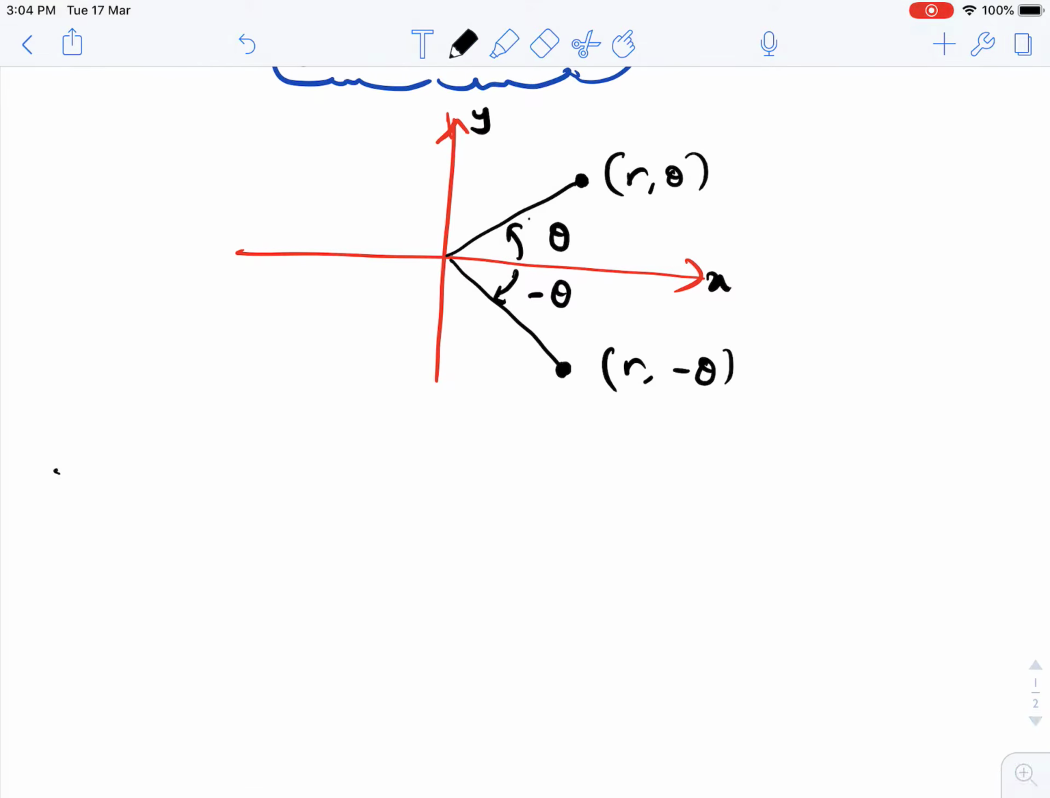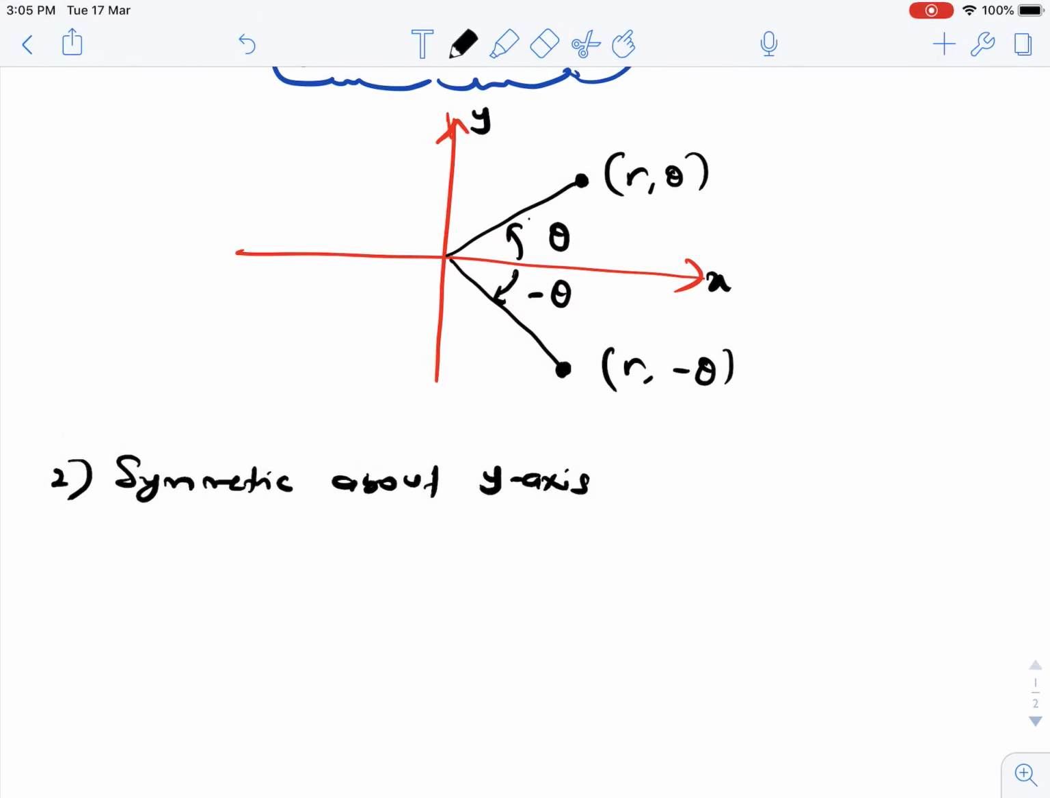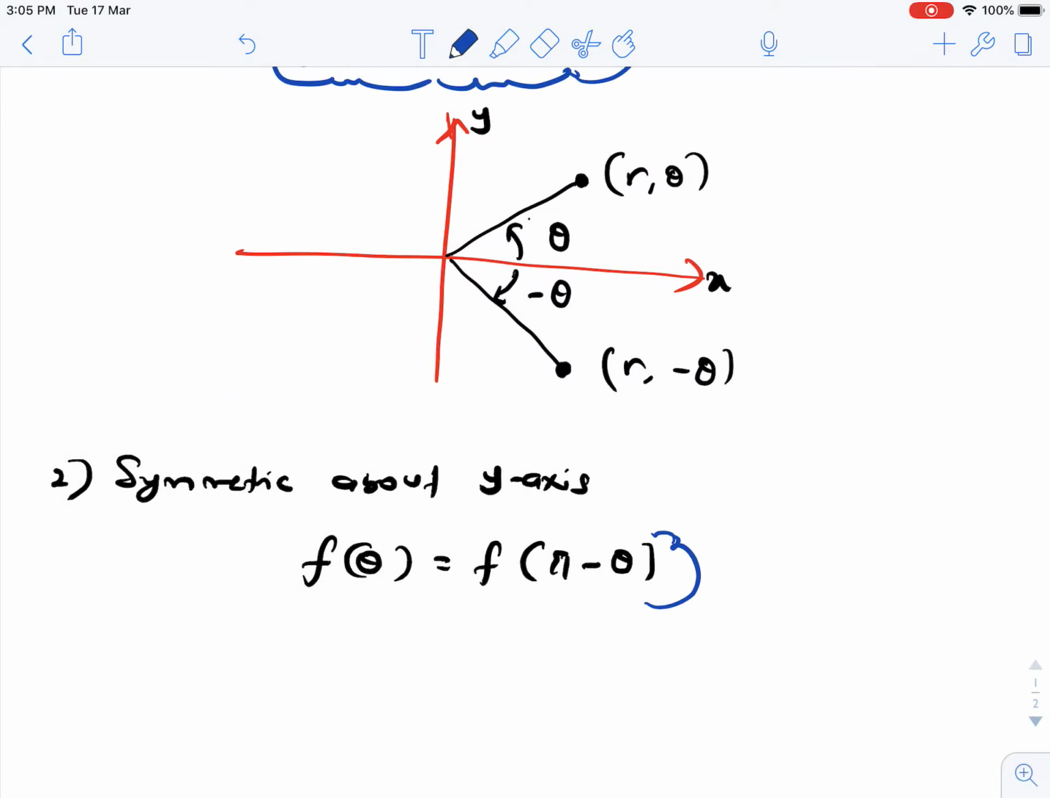Second case, we can show that the curve is symmetric about y-axis if we can show that f theta equals to f pi minus theta. So this is the formula to test whether the curve is symmetric about y-axis.